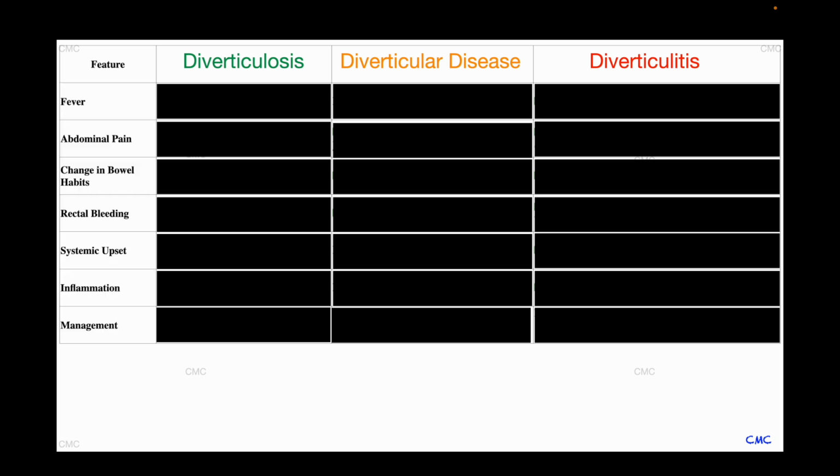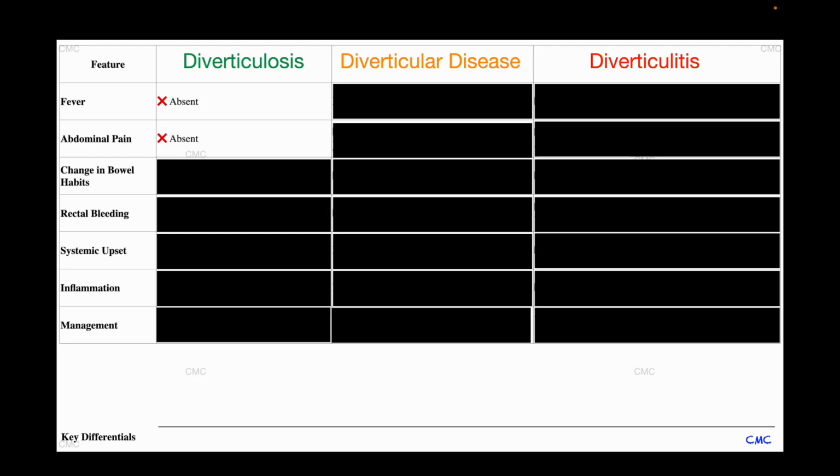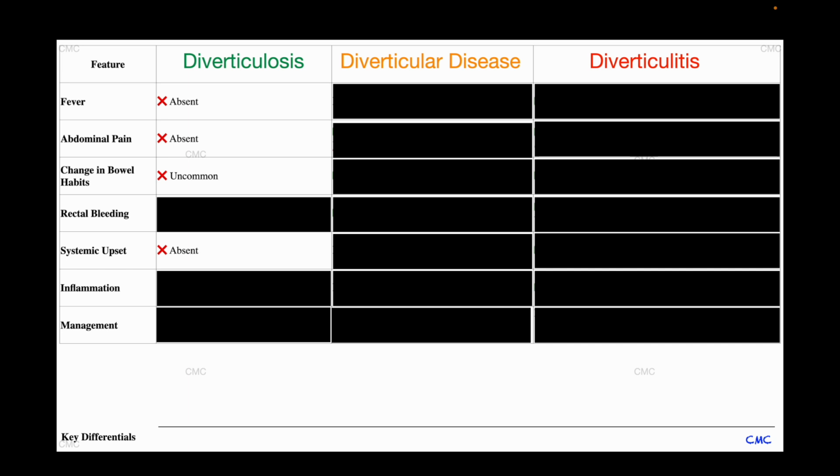You might have noticed from the previous slide that the presenting complaint of these three conditions will be extremely different from each other's. Therefore, the differentials that you will bear in mind whilst evaluating each clinical presentation will be different. So let's start with diverticulosis. As we mentioned earlier, diverticulosis is a fairly asymptomatic condition. No fevers, no abdominal pain, no change in bowel habits, and no systemic upset. And it is usually diagnosed as an incidental finding in colonoscopies.